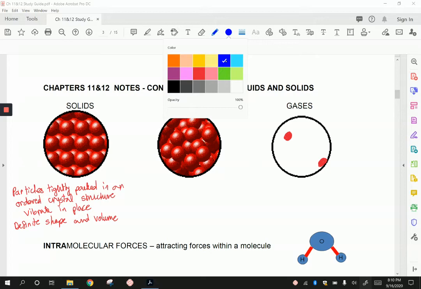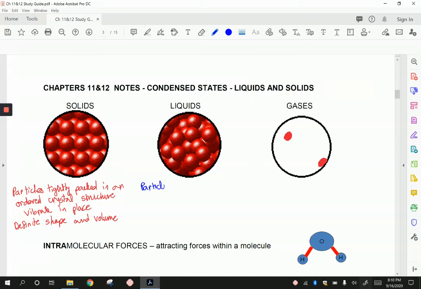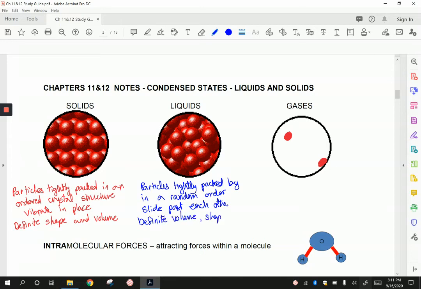For liquids, the particles are very tightly packed, but are randomly ordered. They slide past each other. And they have a definite volume, but take the shape of the container.